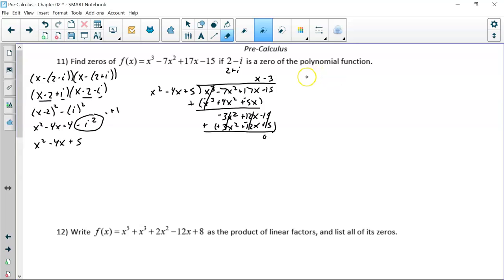So our factors: x squared minus 4x plus 5, and then the remaining was x minus 3. So from this, in the beginning, we knew that x equals 2 minus i, x equals 2 plus i, and then x equals 3 as our final zero. And there we go.